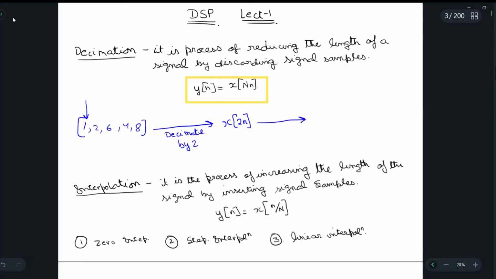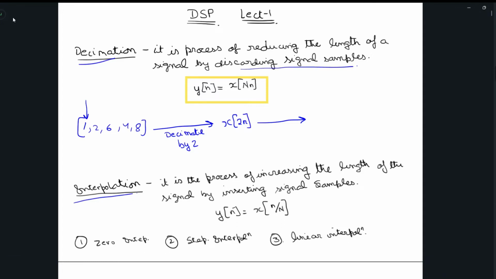Hey guys, so today we will be starting with the first lecture of DSP. In this we are first of all going to discuss what is decimation, and secondly we will see what is interpolation. So decimation is the process of reducing the signal length of a system, or we can say that we reduce the signal length by discarding the signal samples.